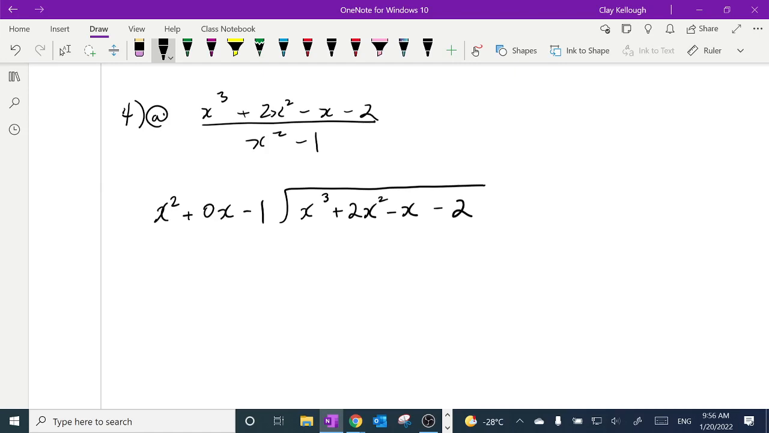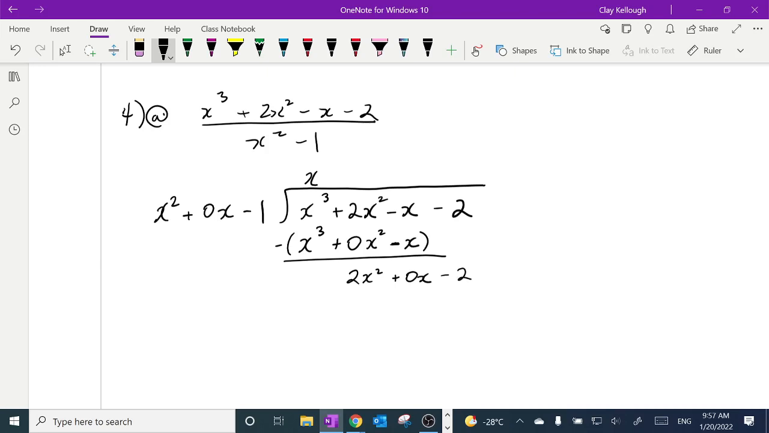How many x squareds go into x cubed? X of them. Multiply. I know this seems silly saying 0 times anything, but again, it's a placeholder so that my place value works out. And x times negative 1 is negative x. Okay, so x cubed minus x cubed is nothing. 2x squared minus nothing is still 2x squared. And negative x plus x is nothing, so no x's. Right, and again, I actually leave a placeholder there.